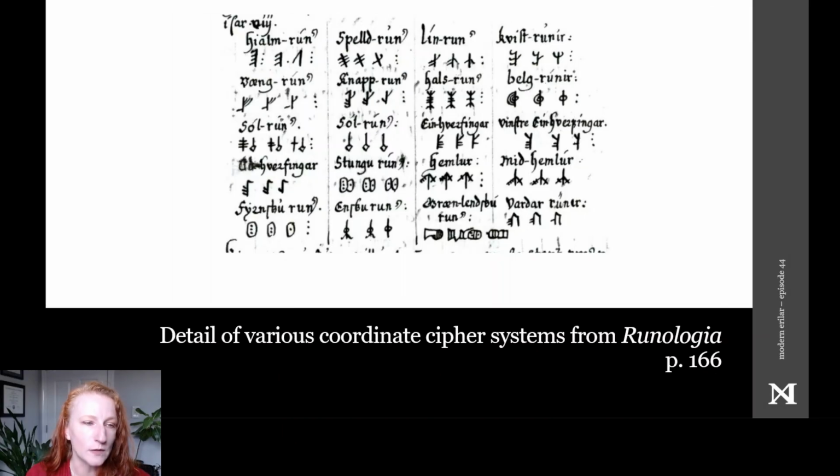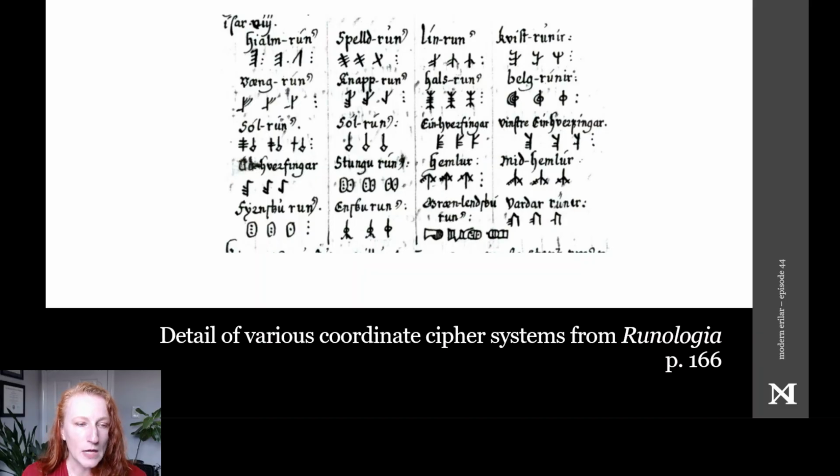In his tables of runic systems presented on pages 163 and 166, he presents many types of coordinate runes. What these systems share is not their shape, but their logic. Physical marks standing in for abstract coordinates. From here on, the shapes will change, but the logic won't. What matters is how physical marks stand in for abstract coordinates.